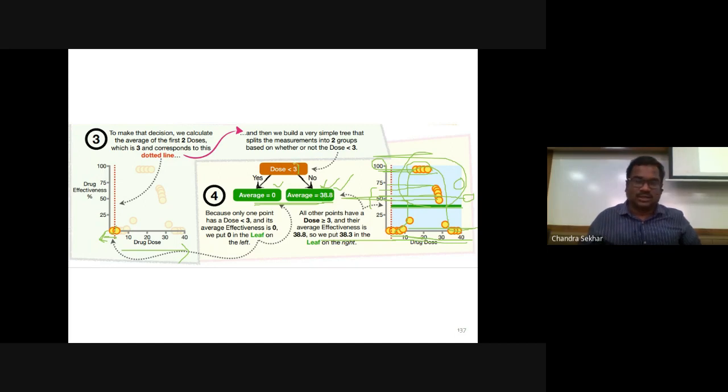So for those less than 3, even though the left side is correct, on the right side all these cases end up with erroneous data. So this is 100, 100, 100, 100. But according to this particular rule, suppose my point is here and its effectiveness is 80, it is classified as 38.8. So now what I need to do is move the line towards the right.